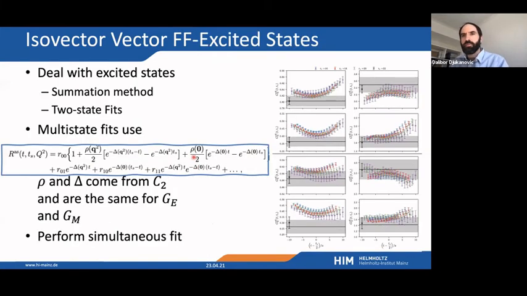Again, for the form factor, this is basically that matrix element at non-zero Q squared. We again have to deal with the excited states, and we do it basically in analogy to what I've just shown you for the charges.